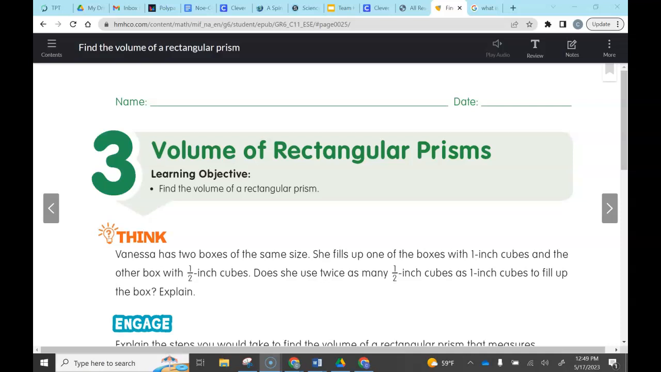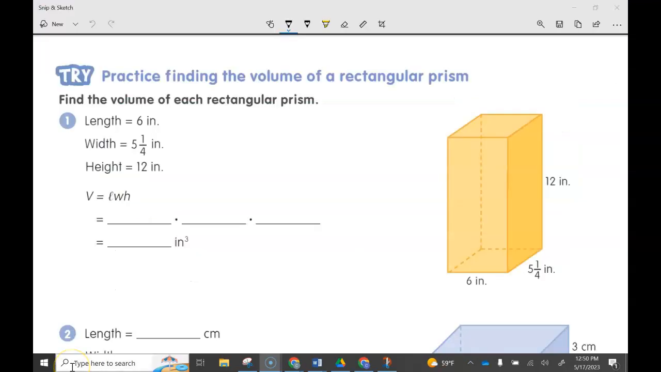So I want you to turn to page 240, and you can see this rectangular prism that we have here. Remember, it's a rectangular prism because its two bases are rectangles, and then every face is also a rectangle as well. So we name a prism first by whatever bases it has, and you can see those are rectangles there. Now we can see that the length, width, and height is given to us.